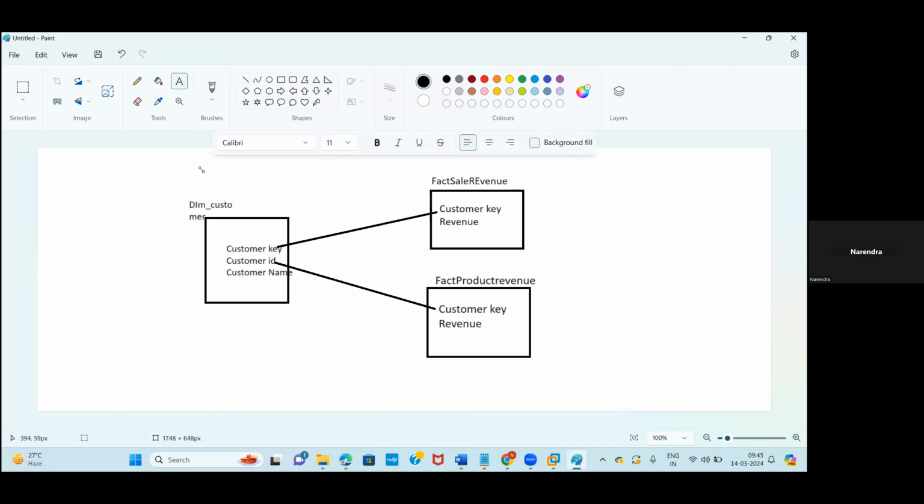This is the example of the conformed dimension. This dimension table is the example, and if anyone asks you, you can say that one dimension can have a relation with multiple fact tables, and that is called a conformed dimension. Okay, that is conformed dimension.